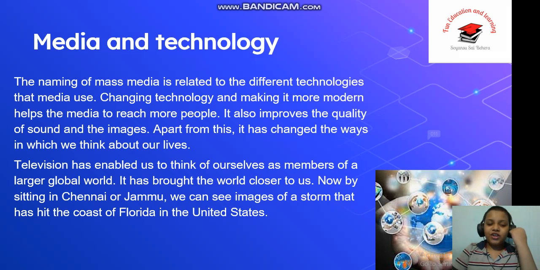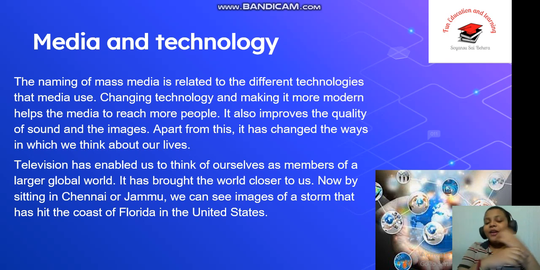Media and technology. The naming of mass media is related to the different technologies the media use. Changing technology and making it more modern helps the media to reach more people, and it also improves the quality of the sound and the images. Apart from this, it has changed the ways in which we think about our lives. Television has enabled us to think of ourselves as members of a larger global world. It has brought the world closer to us. Now, by sitting in Chennai or Jammu, we can see images of a storm that has hit the coast of Florida in United States.